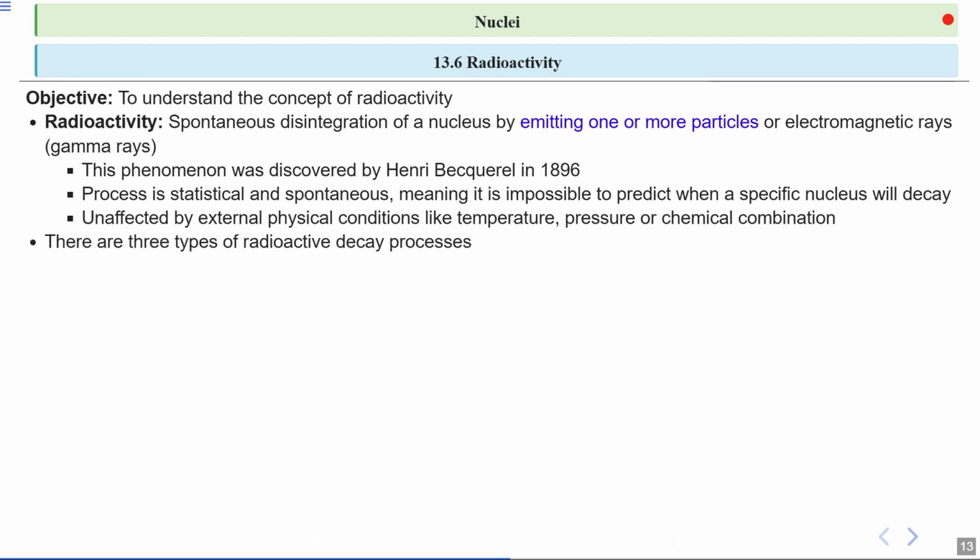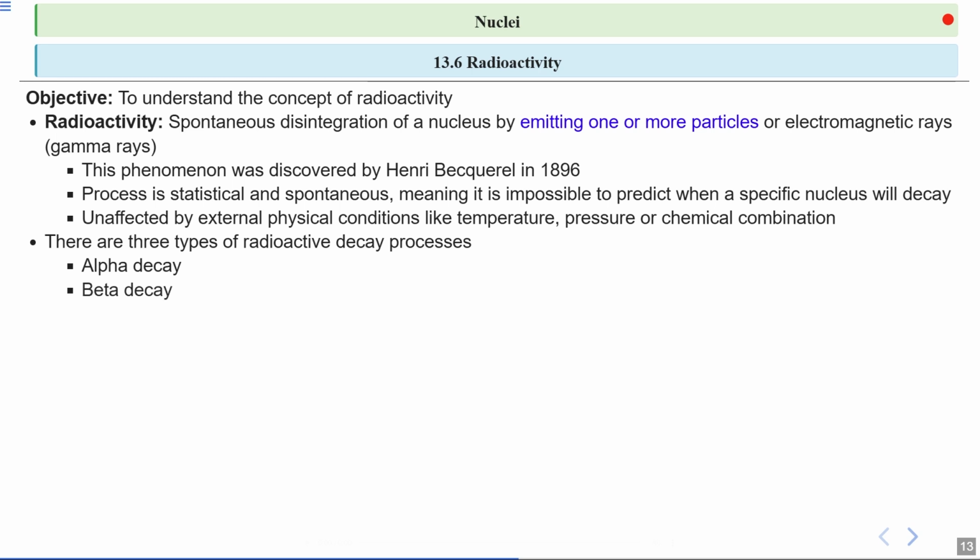There are three types of radioactive decay processes: alpha decay, beta decay, and gamma decay. The first type is alpha decay. In this process, the nucleus emits an alpha particle, which is made up of two protons and two neutrons, the same as a helium nucleus.